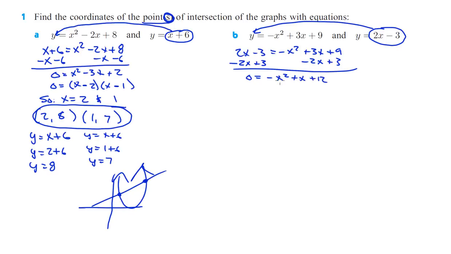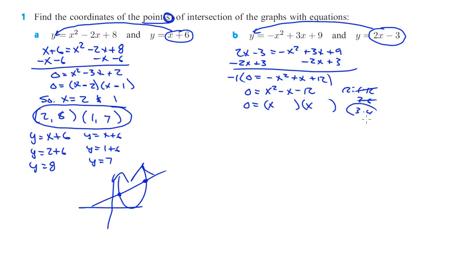Right? Now, I don't like that negative x squared. So I'm just going to change all the signs. I'm going to multiply everything by negative 1, which basically just means switch all the signs: 0 equals x squared minus x minus 12. Okay? So then we have to see if this will factor. Factors of 12 that have a difference of 1. 1 times 12 doesn't work. 2 times 6 doesn't work.